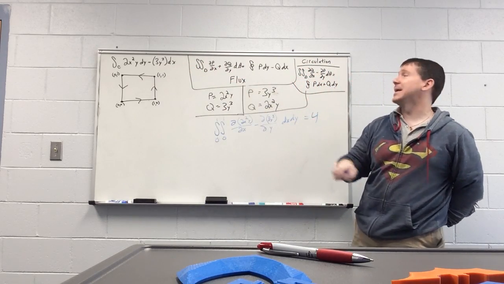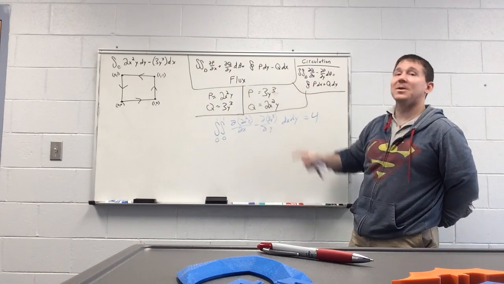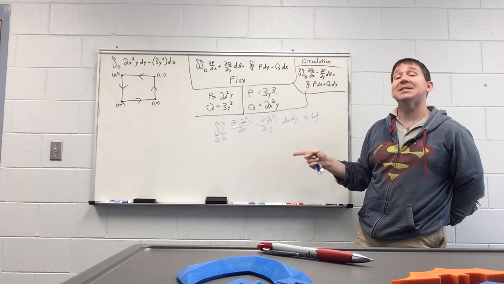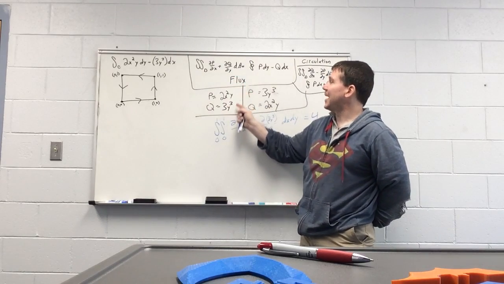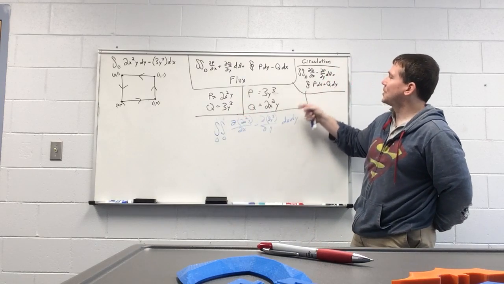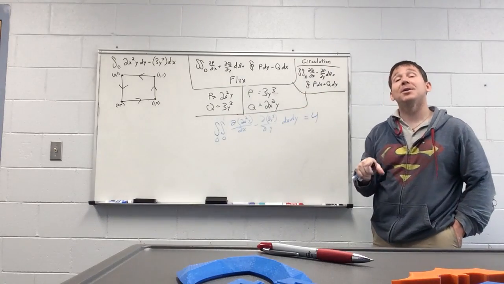All I have to know is there's 2 forms of Green's theorem, one for flux and one for circulation. They will result in the same answer. I just have to figure out, okay, if I'm going to use flux, this is the P I use and this is the Q I use. If I'm going to use circulation, this is the P I use, this is the Q I use, and then I plug in and solve.